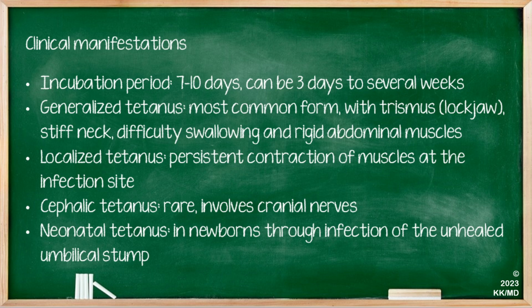The clinical manifestation is really quite classic and key in trying to identify the offending agent. The incubation period is 7 to 10 days. However, it can be 3 days to several weeks. It is normally divided into two groups. One is generalized tetanus, which is the most common form. It causes trismus or jaw lock, stiff neck, difficulty swallowing, and rigid abdominal muscles.